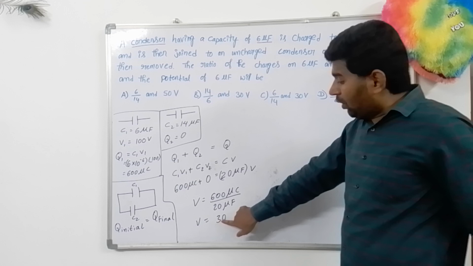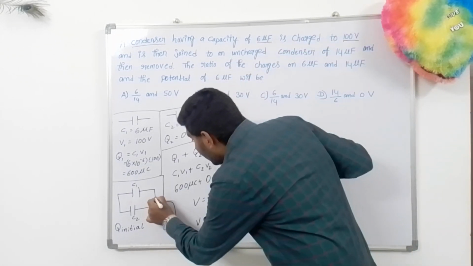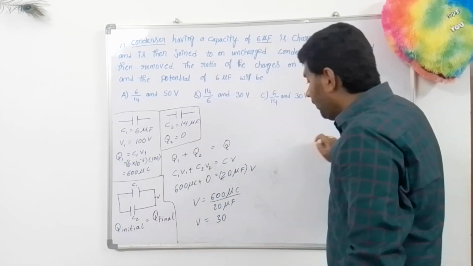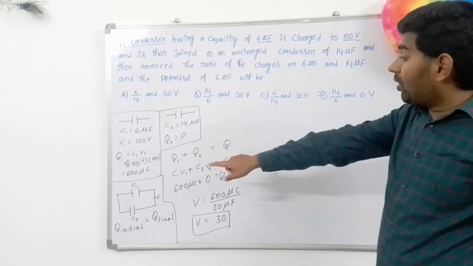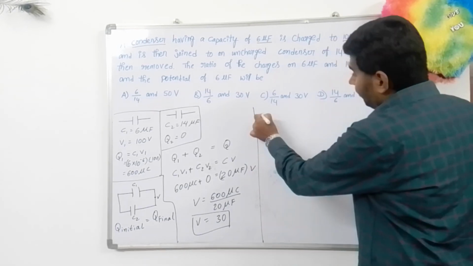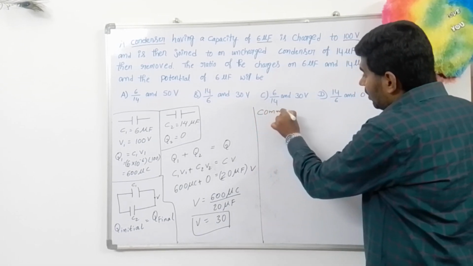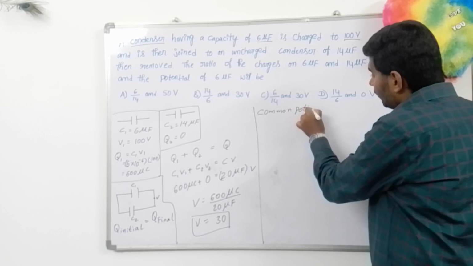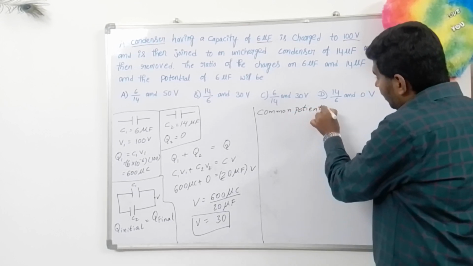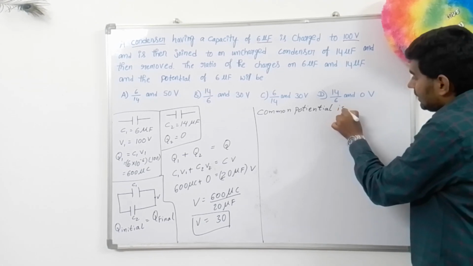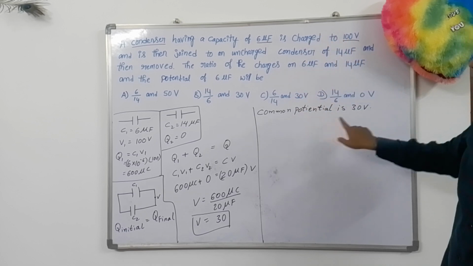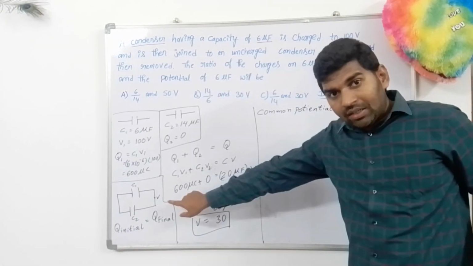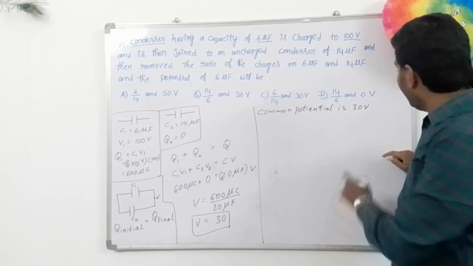What is the V? V is the common potential. Let us assume this is V. V is the common potential of the two capacitors whenever the two are joined. Here I can write common potential is 30 volts. It is clear? Now here, if those two are connected in parallel, the voltage is same. That's why we can write common potential will be 30 volts.